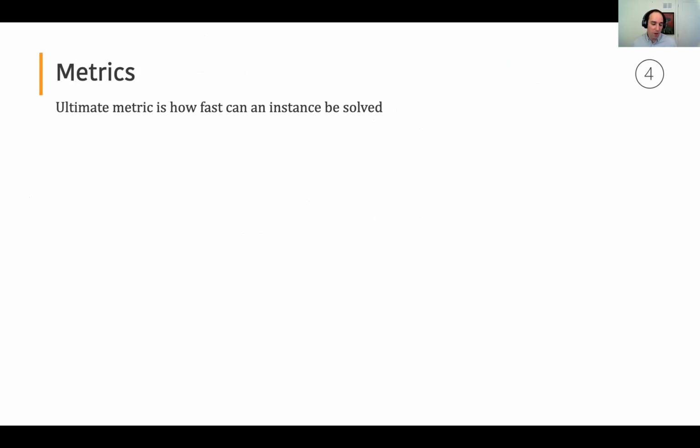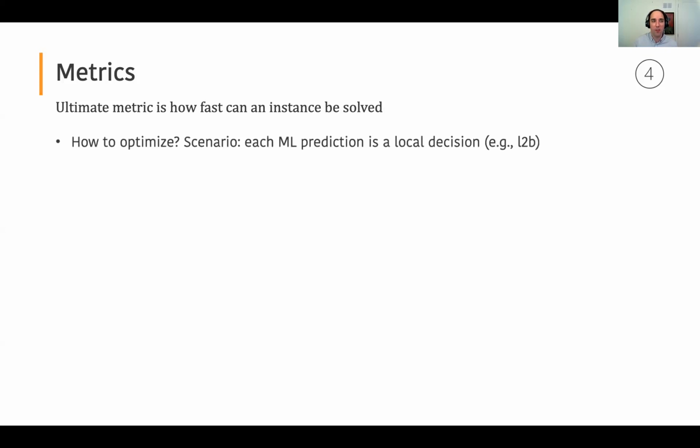Of course, the ultimate metric, in a sense, is how fast an instance can be solved. This is what Maxime also mentioned, but as Maxime said, there are a few caveats with this particular metric. Especially if you think of it in terms of machine learning, the first question you might have is, how would I actually directly optimize it? We know that machine learning approaches tend to do well if they can optimize what you fundamentally care about. So if what you fundamentally care about is how fast an instance can be solved, you'd like to be able to optimize that. This is of course very difficult, especially since in tasks such as learning to branch, the ML prediction is making a very local decision, whereas how fast an instance is solved is a very global metric.